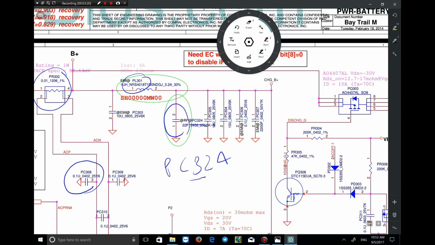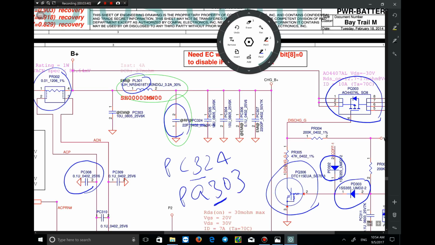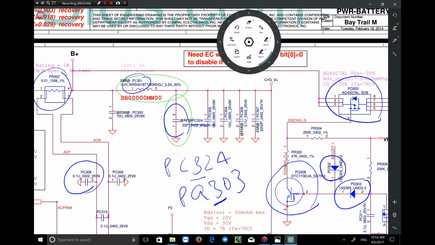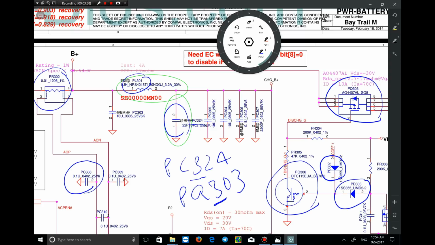For example, PQ306, or diode PD302, PD303, or the MOSFETs PQ303. Let me write it for you, PQ303. So if the hundreds number is 3, it is related to the battery or battery charge circuit. And the parts that I showed in the beginning of the video, the microcontroller, the selector, all of them start with 3, which is related to the battery block.